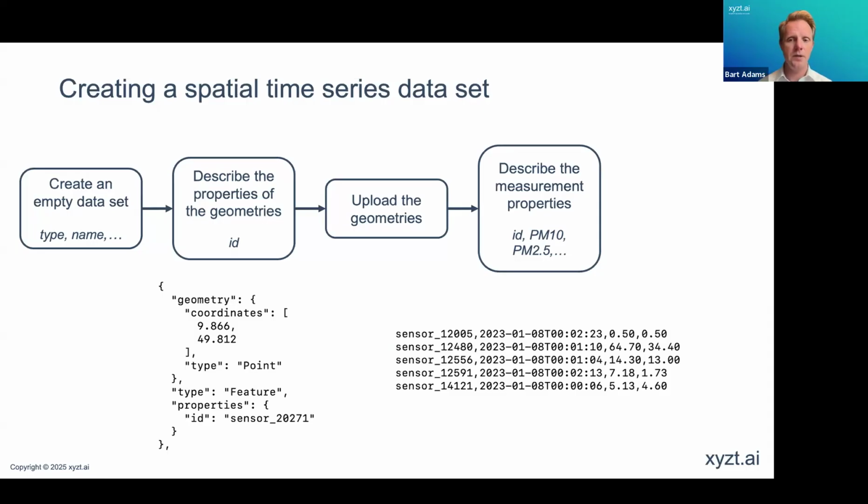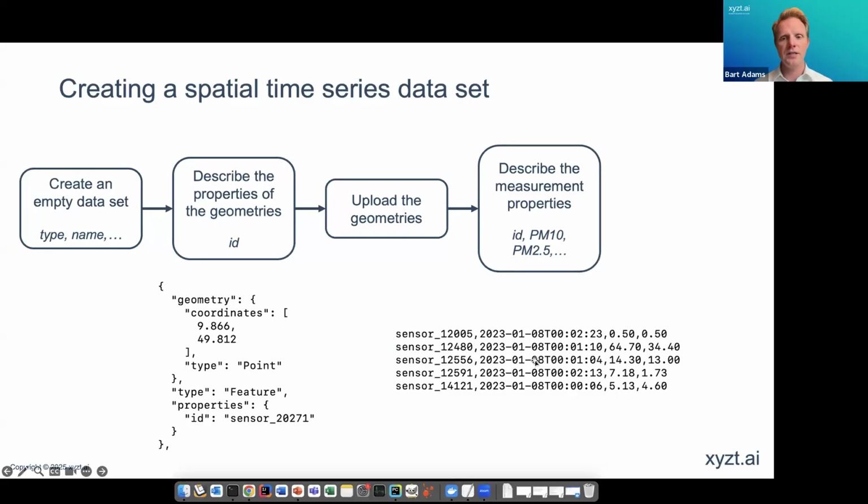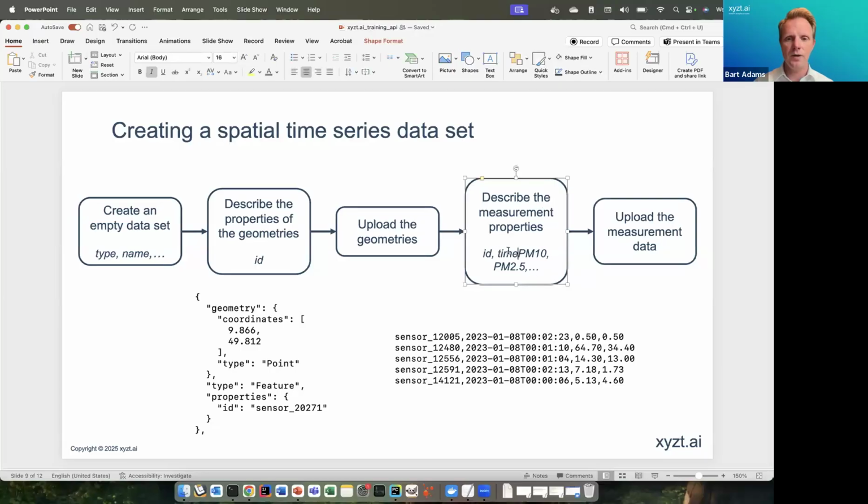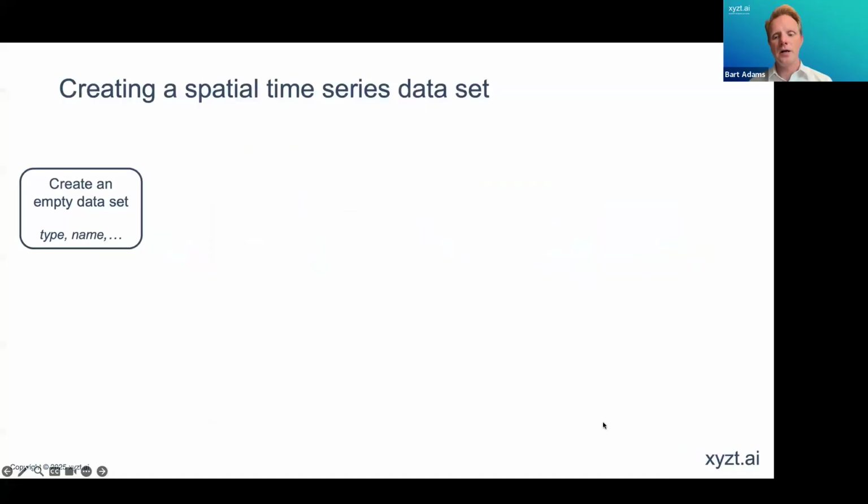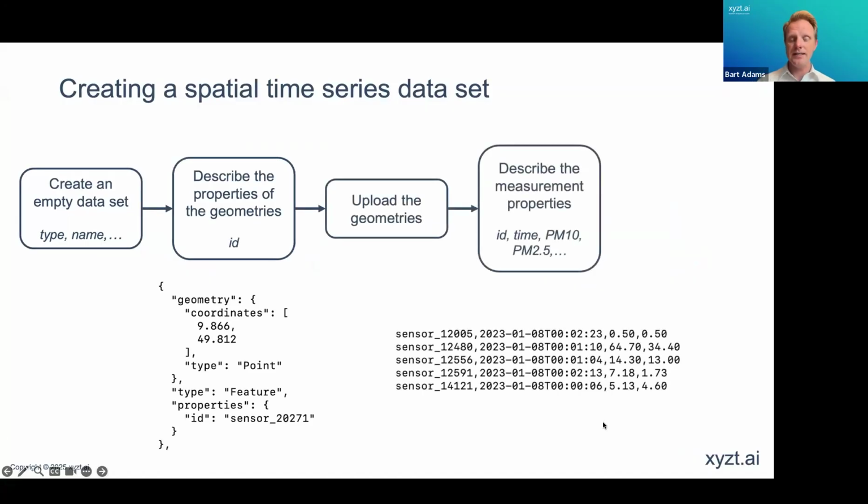Basically, in this case, we are going to measure PM10 and PM2.5 particulate matter. So we have to tell the platform what is in our measurement files. And in fact, I forgot to put in, and I'll just do it quickly now, one of the most important properties, because it is in this file that the temporal data will live.